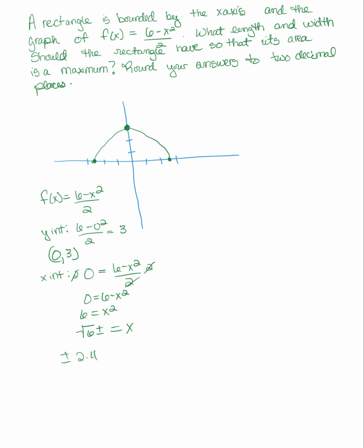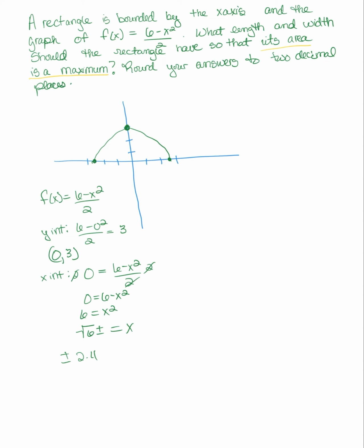Okay. So now that we have an idea of what our graph looks like, we can go ahead and put a rectangle underneath. Now, when we look at the question, it says, what length and width should the rectangle have so that its area is a maximum? So the thing that is being maximized here is our area, and the thing that's going to be maximized is what we take the derivative of. That's going to be our primary equation.